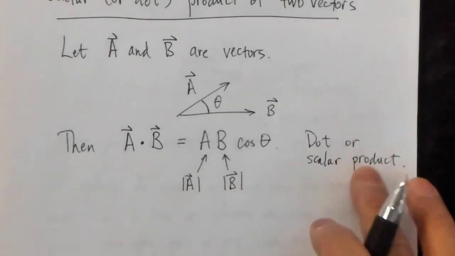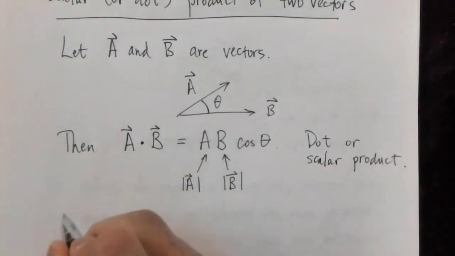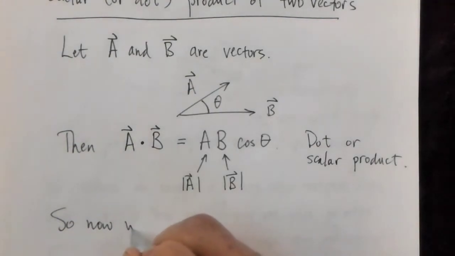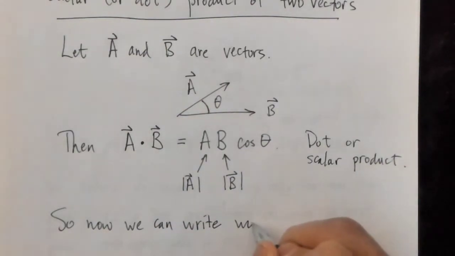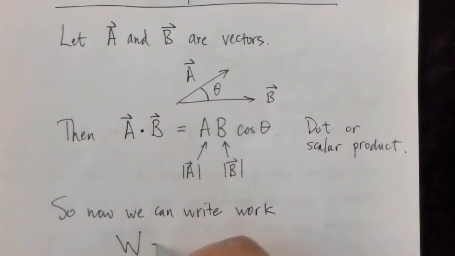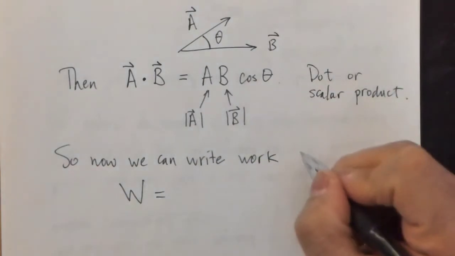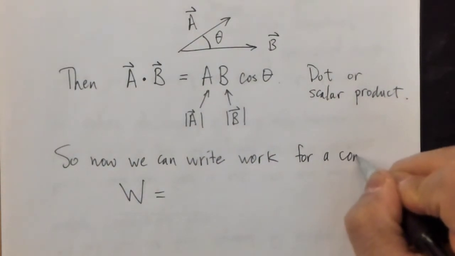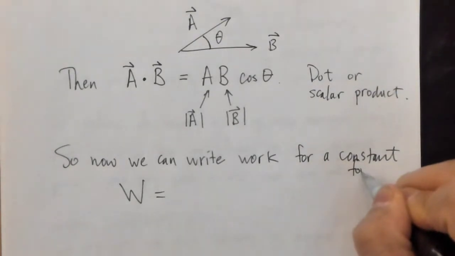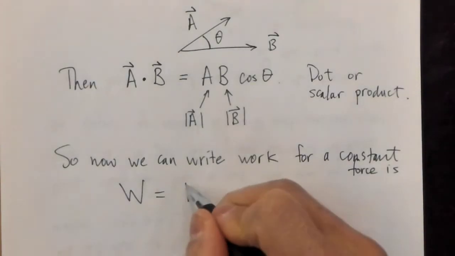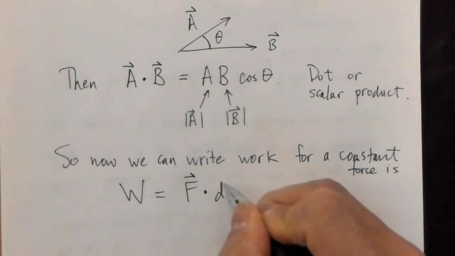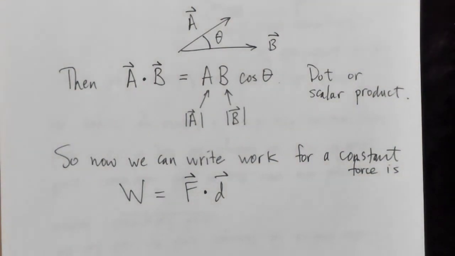So with this definition of the dot product, now we can write work W, this formula we just defined for a constant force, is W is equal to the vector F dotted with the vector D. Okay, so I claim that's the same thing I said before, and we can just check it.